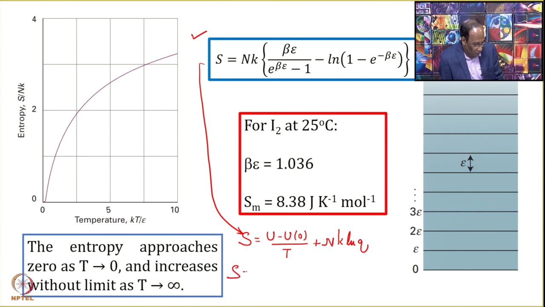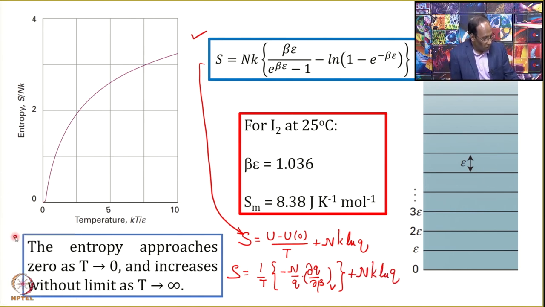Let me complete this expression. This will be 1 by T, and U minus U0 is minus N by Q del Q by del beta at constant volume, plus NK log Q. So essentially what we need is the information on molecular partition function. As I just discussed, in this example we dealt with a uniform ladder of energy levels. You can come across systems where there is a doubly degenerate ground state, non-degenerate first excited state, doubly degenerate second excited state, triply degenerate next excited state. You should be able to write an expression for the molecular partition function. Once you know the expression for molecular partition function, substitute over here and obtain an expression for the entropy.